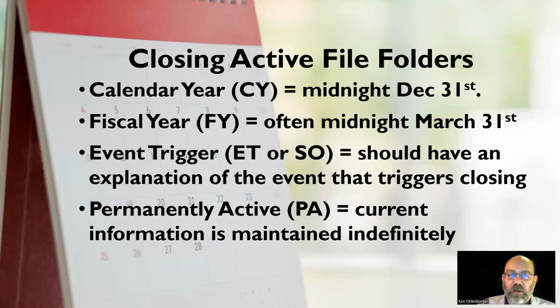All right. Last odd one that you might see in a classification, this is becoming a bit more common, is PA. And that stands for permanently active, which means that the information in the file folder under this category is going to be maintained indefinitely in an active status. So it's not going to get closed, not unless something unusual happens. The only way that this would ever get closed is if the organization no longer exists, or if the organization no longer does this function. Then it will deal with the files that have been created underneath this permanently active category.